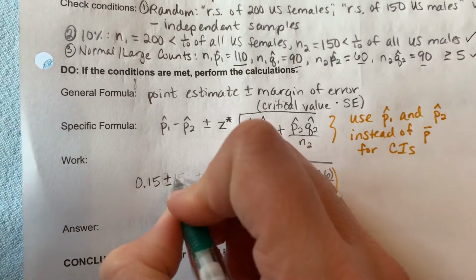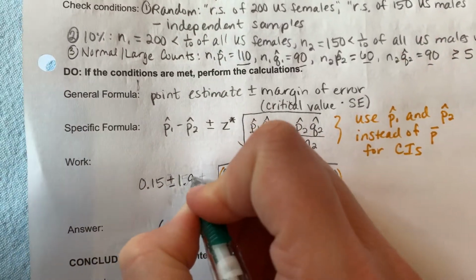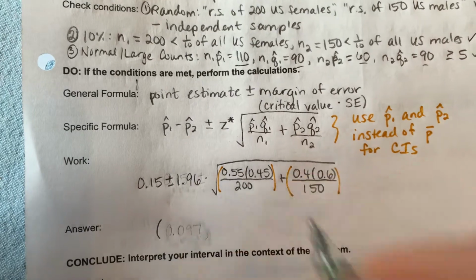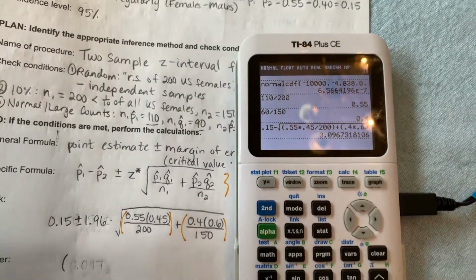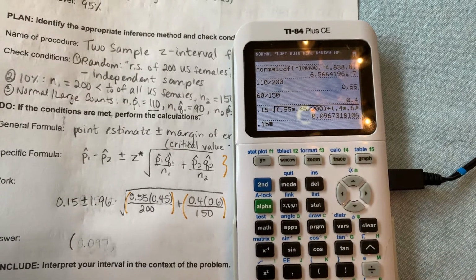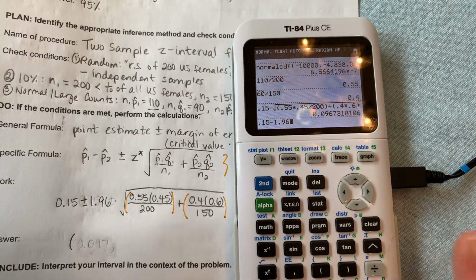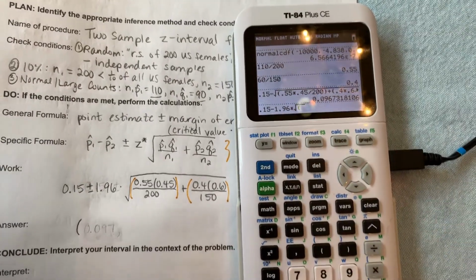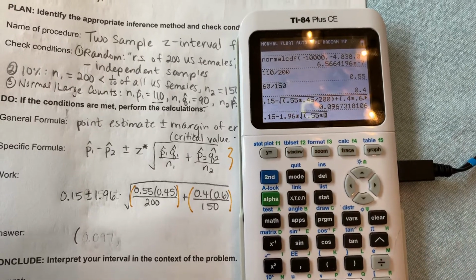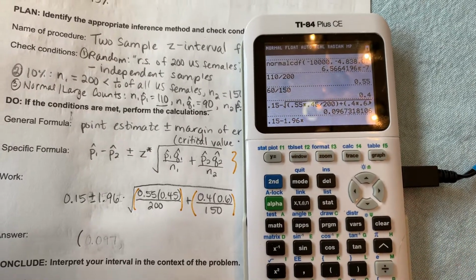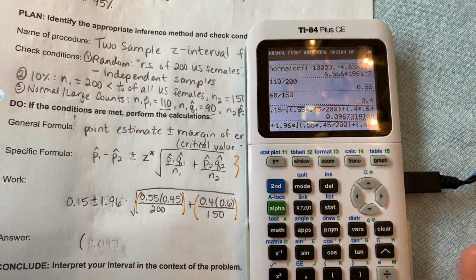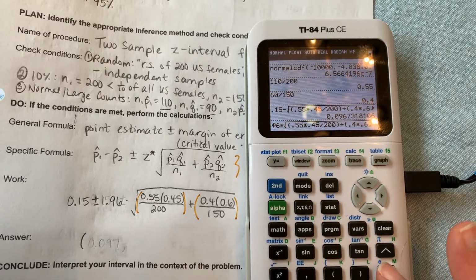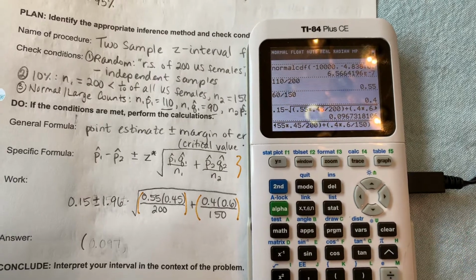It should be 0.15 plus or minus 1.96 times the square root of all of that. Oh gosh, okay, so I've got to type it again. Let me clear this out. It should be 0.15 minus 1.96 times the square root, parentheses, 0.55 times 0.45 divided by 200, end parentheses, plus parentheses 0.4 times 0.6 divided by 150, end parentheses.